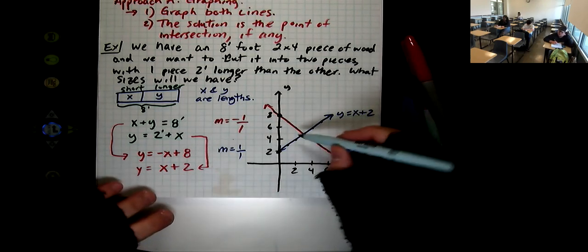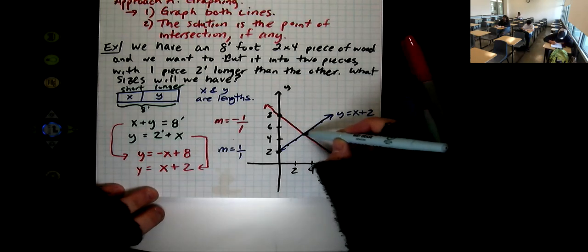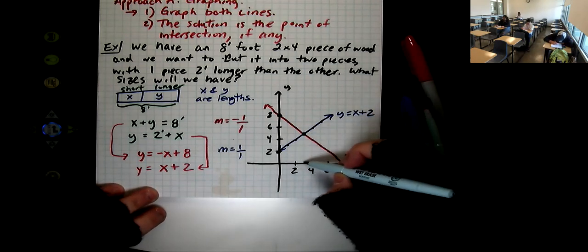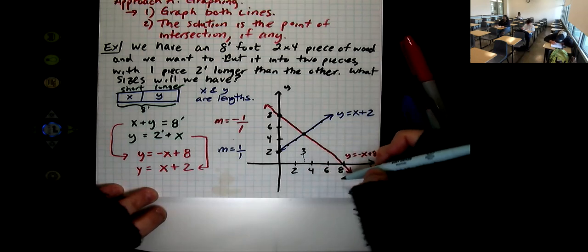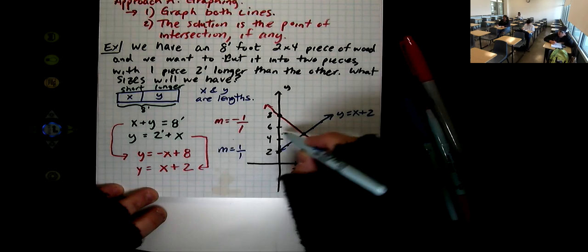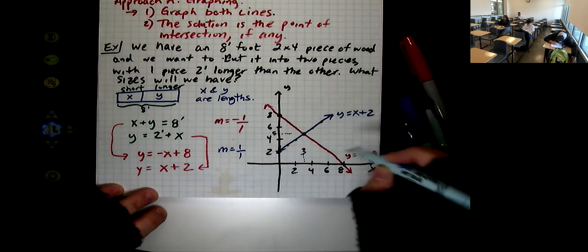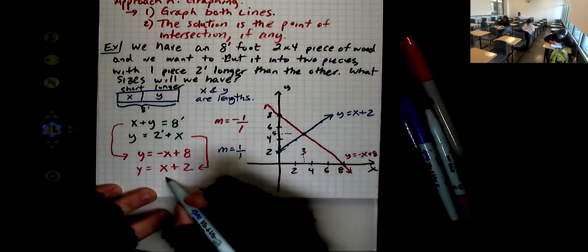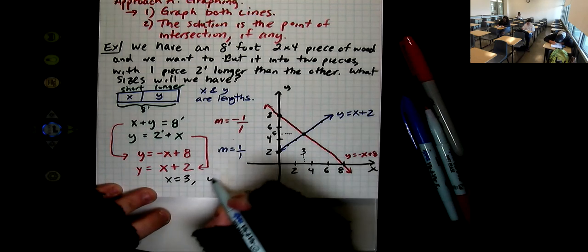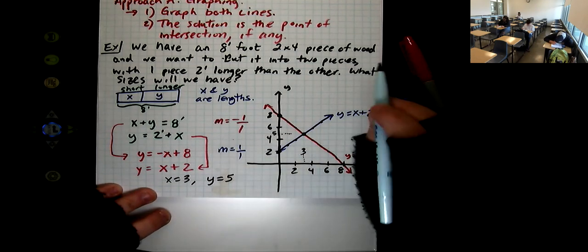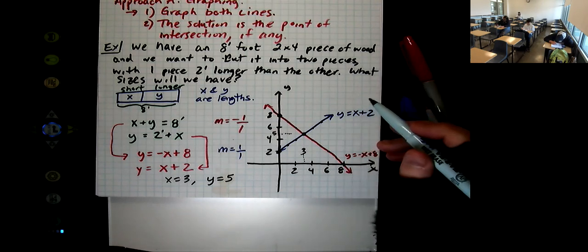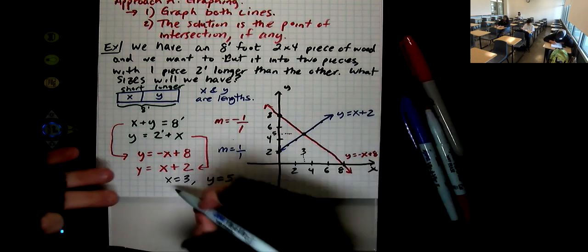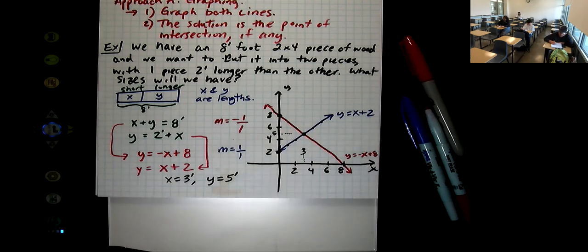They cross right here. So that's 3 right there, right? It's between 2 and 4. And that's 5. So my x length is 3, and my y length is 5. And that's in feet, since we're talking about lengths.